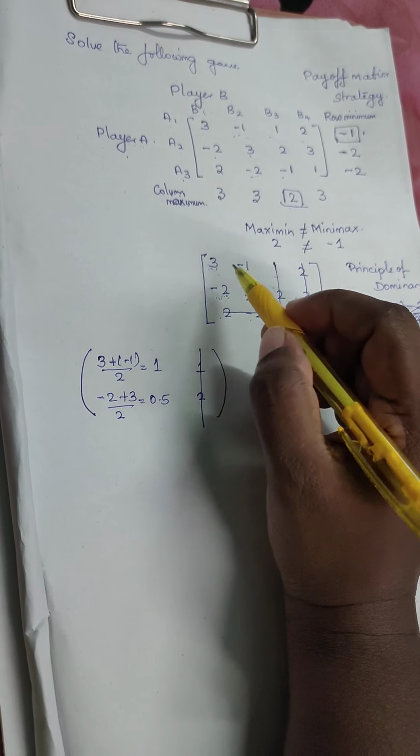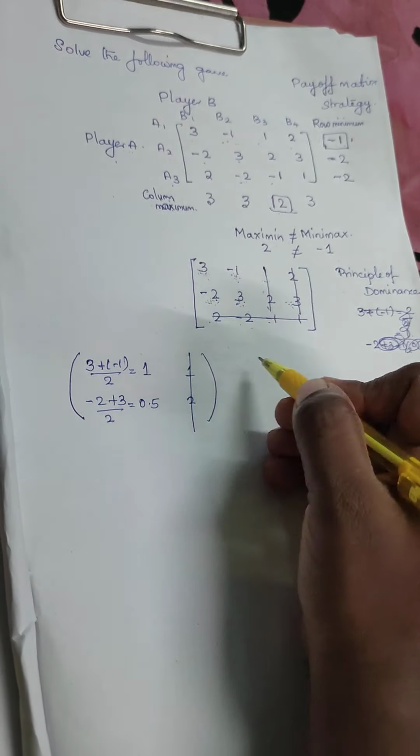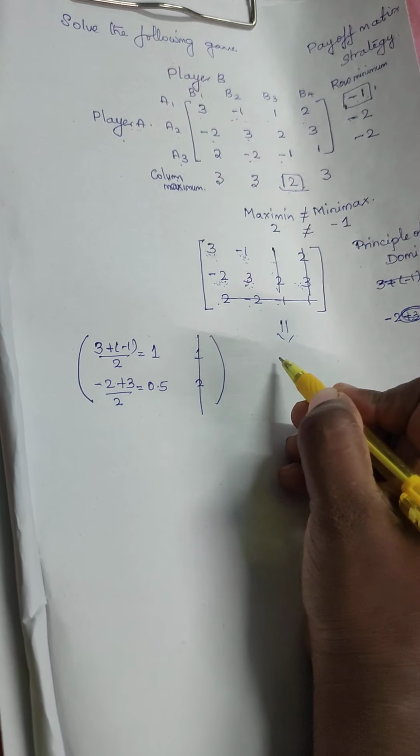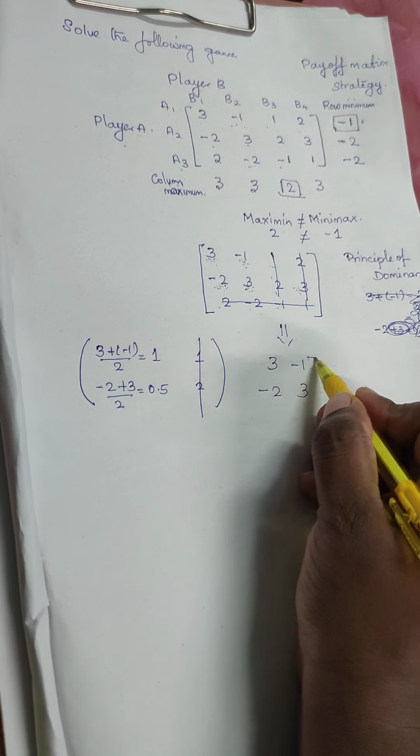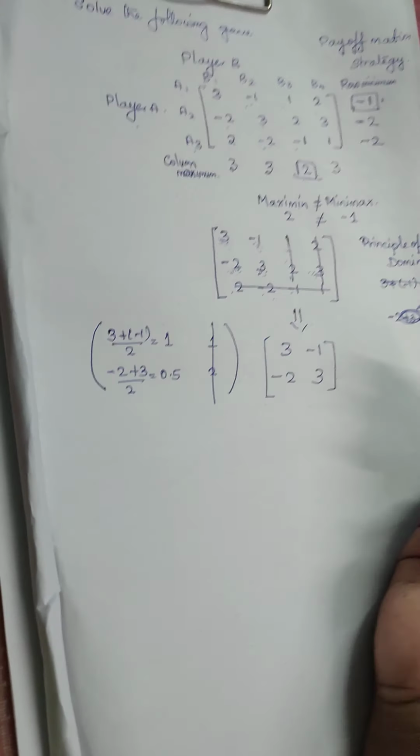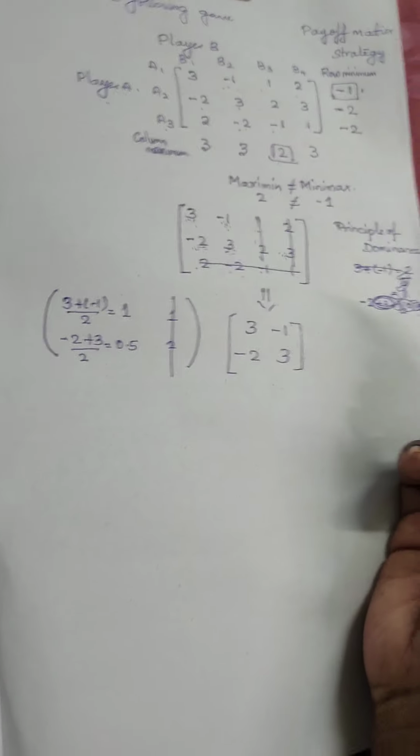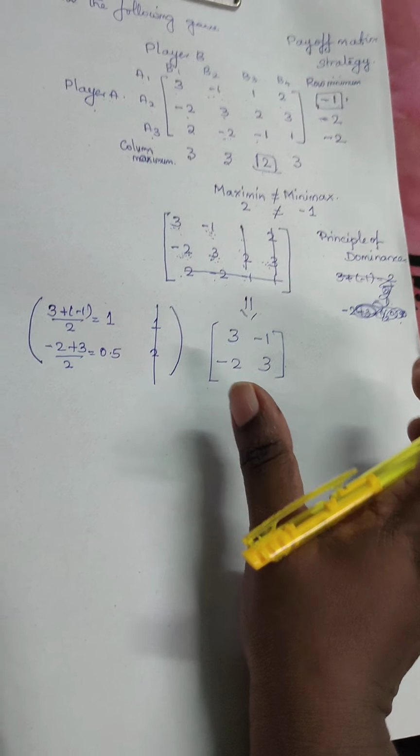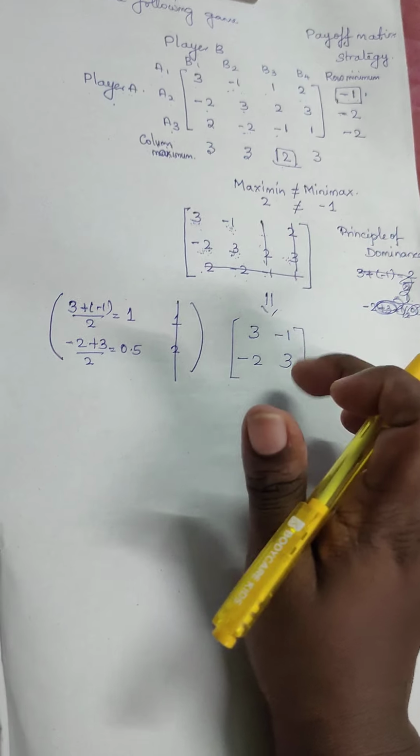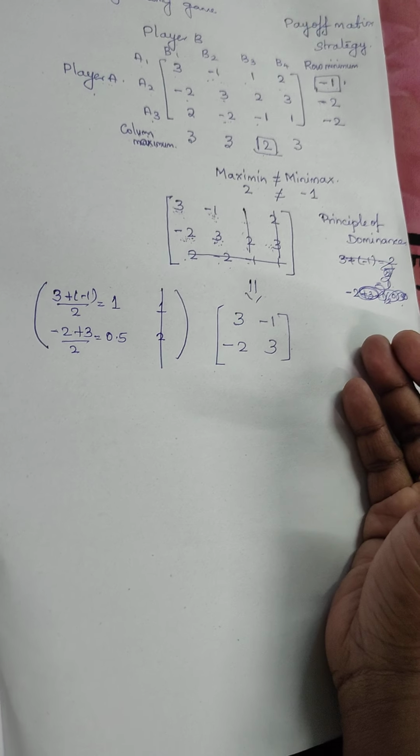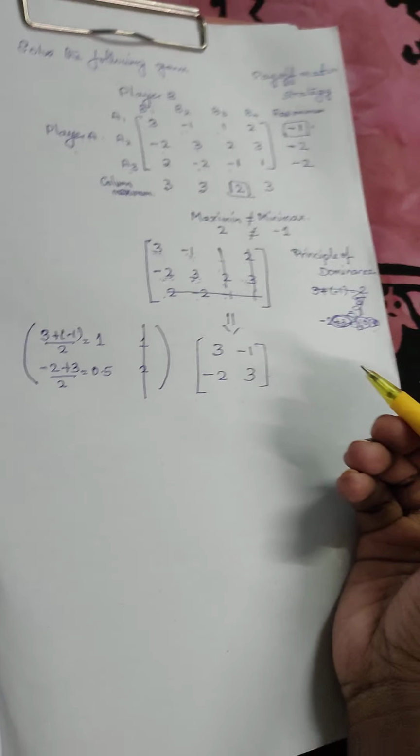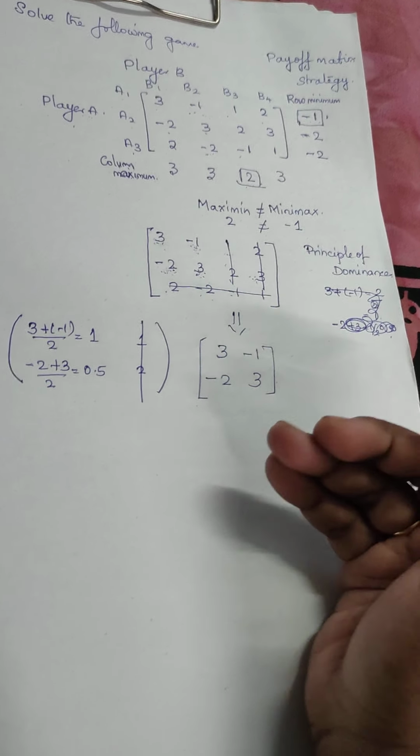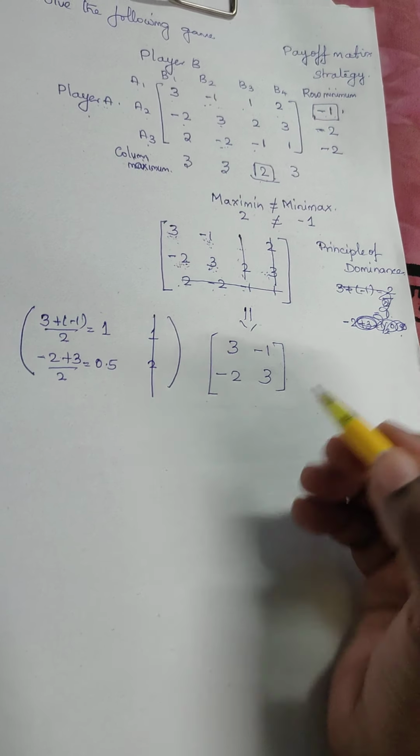Now you can compare these two. There are no linear combinations for this. So what you have left out of this is 3, minus 1, minus 2 and 3. You have a 2 by 2 matrix. Now there is a very good formula for this. To solve this 2 by 2 matrix, we have the arithmetic method of solving a mixed strategy game, but I usually use a shortcut method which I will teach you so that it will be easier for you. You can learn the proper method from the book. There is a formula for it.